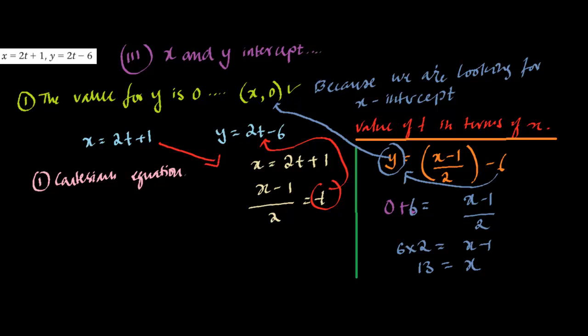Therefore, the place where the intercept happens is essentially (13, 0). Alright? That's really it.